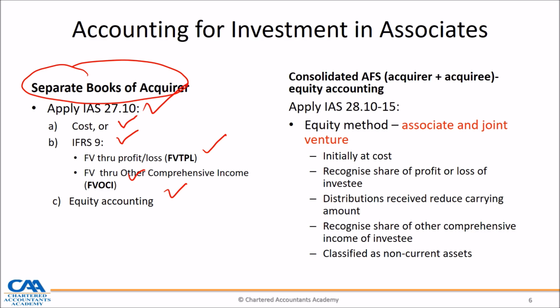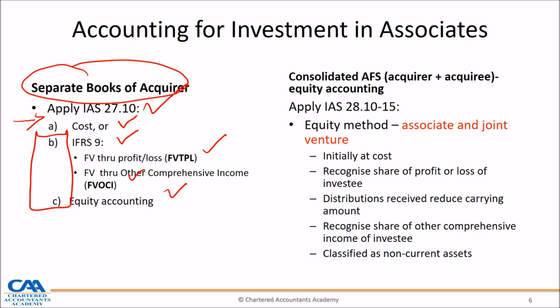However, for the purposes of CTA, we do not examine IAS 27 paragraph 10b and c, which means for examination purposes, we'll only examine you on the element of cost only. So for examination purposes, all investments in associates, investments in subsidiaries, and investments in joint ventures will be accounted for in the separate books only at cost.